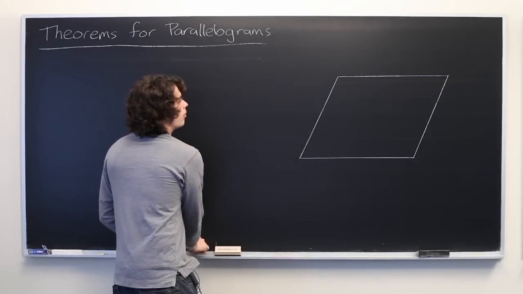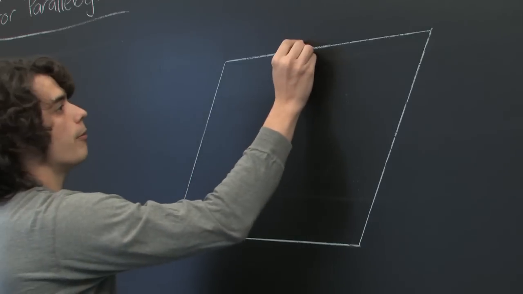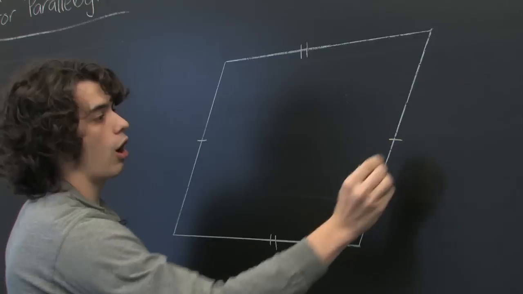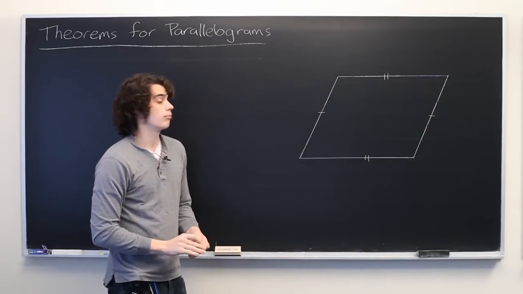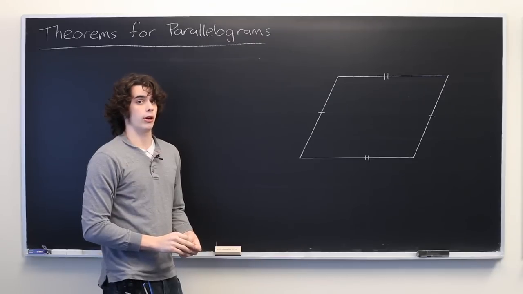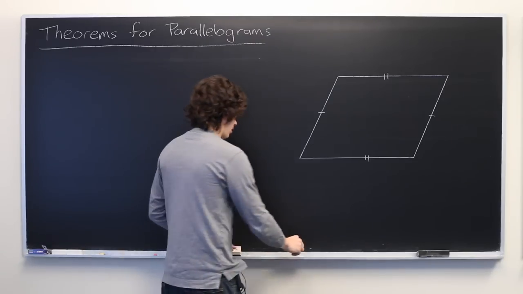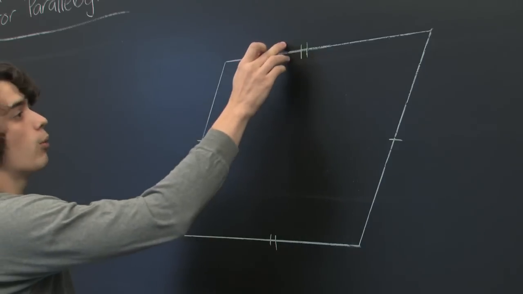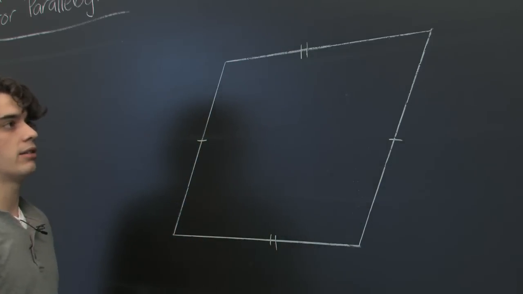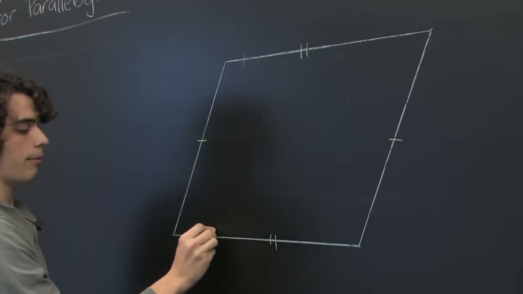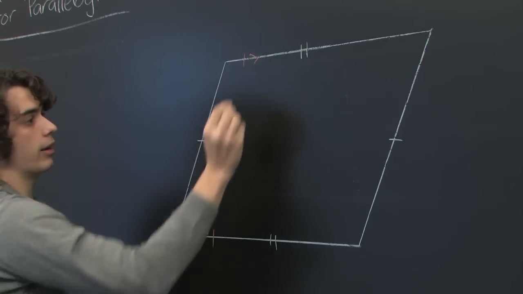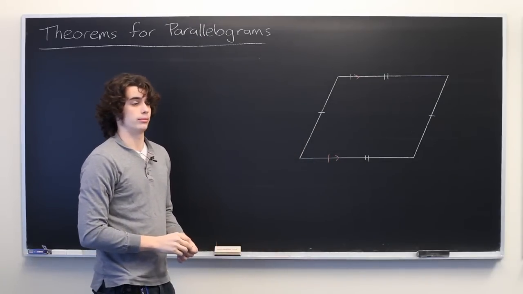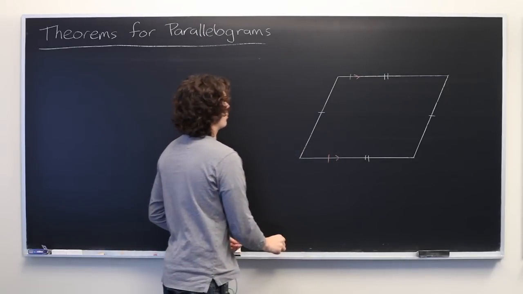But a more interesting case is if we know that opposite sides are of the same length, then it is also true that it's a parallelogram. Similarly, if we know that we have one pair of opposite sides that are of the same length and they're parallel, this is also enough information. Go ahead and keep track of these over here.